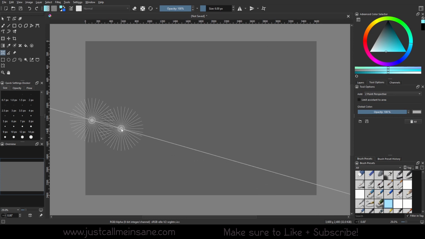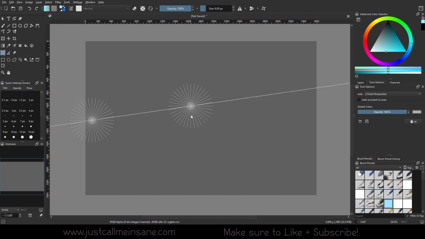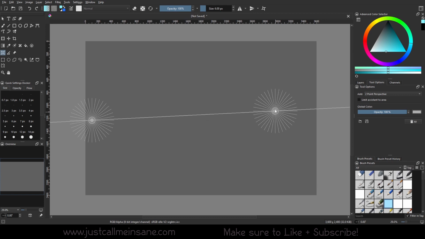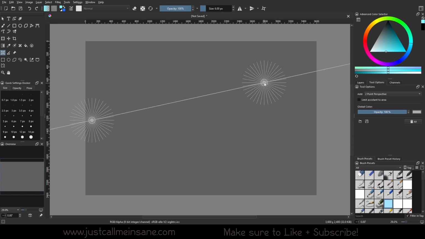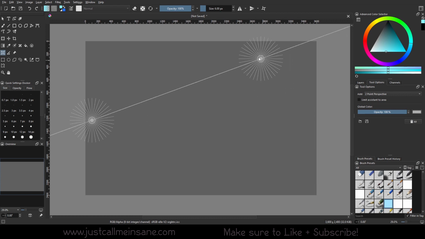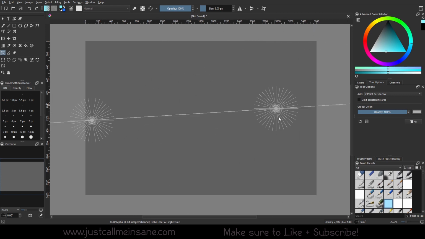When you click on your canvas, whether with your mouse, tablet, pen, whatever, you get two starburst icons. I'm just calling them starburst icons because it's kind of what they look like to me. And you get the line in between them. So the line in between them is going to be your horizon line, and the second point, or the starburst, is going to determine where your second point of perspective is going to be. And these are going to determine your vanishing points.